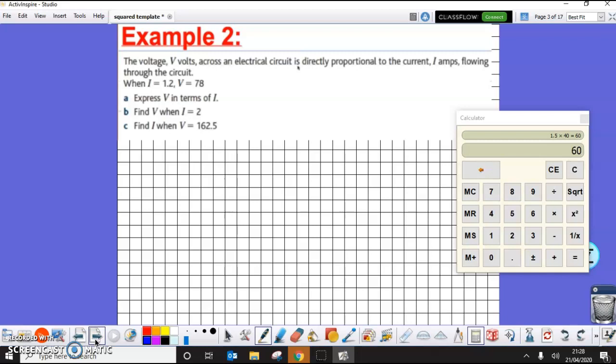Example 2. The voltage V across an electrical circuit is directly proportionate to the current I amps flowing through the circuit. So, do it in order as we would do in anything ratio. We've got volts is directly proportionate to I amps. V directly proportionate to I. First step, remember, find k.